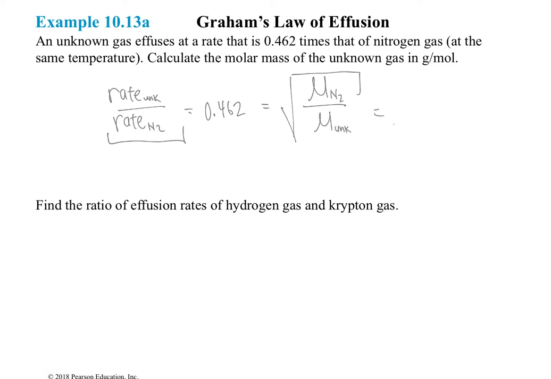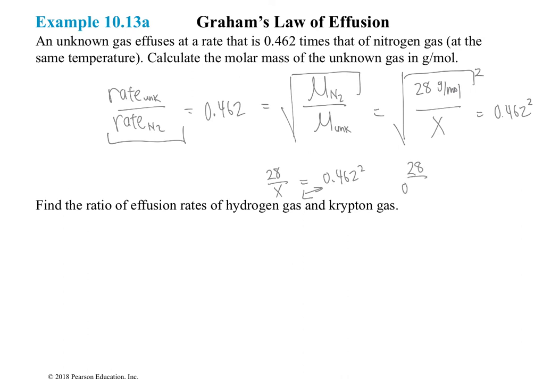So I know the mass of nitrogen. It's 28 grams per mole over my unknown, I'll just call it X. That equals 0.462. So to get the unknown, I'm going to square both sides. So 28 over X equals 0.462 squared. And then I'm going to cross multiply. So I get 28 divided by 0.462 squared equals X. And if I plug that in my calculator, I get 131 grams per mole.